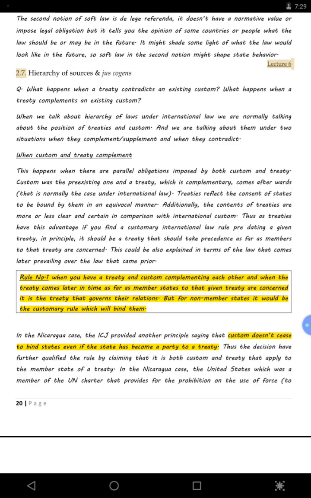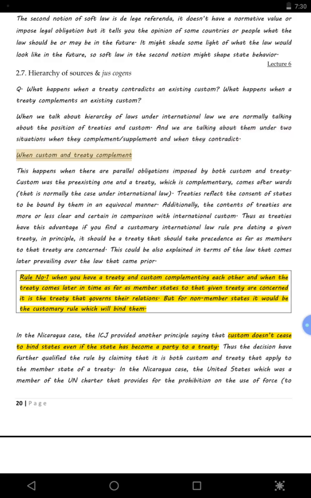Lecture 6, 2.7. Hierarchy of sources and jus cogens. What happens when a treaty contradicts an existing custom? What happens when a treaty complements an existing custom? When we talk about hierarchy of laws under international law, we are normally talking about the position of treaties and custom. And we are talking about them under two situations: when they complement, supplement, and when they contradict.